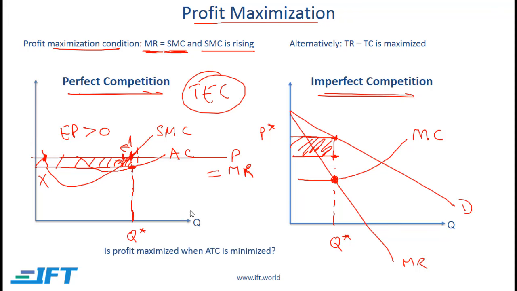Now here is a common exam question. Is profit maximized when average total cost is minimized? And the answer is no, because you might minimize your average total cost by not making anything, and obviously the profit will not be maximized. So profit is maximized when this condition holds. An alternative way of expressing this is saying that total revenue minus total cost needs to be maximized.